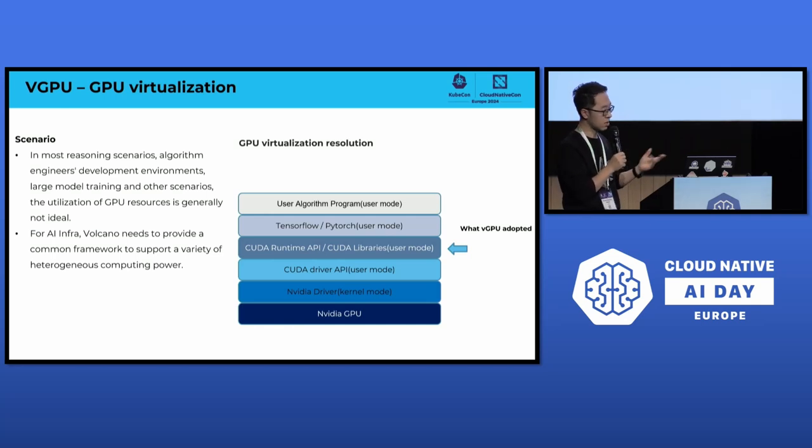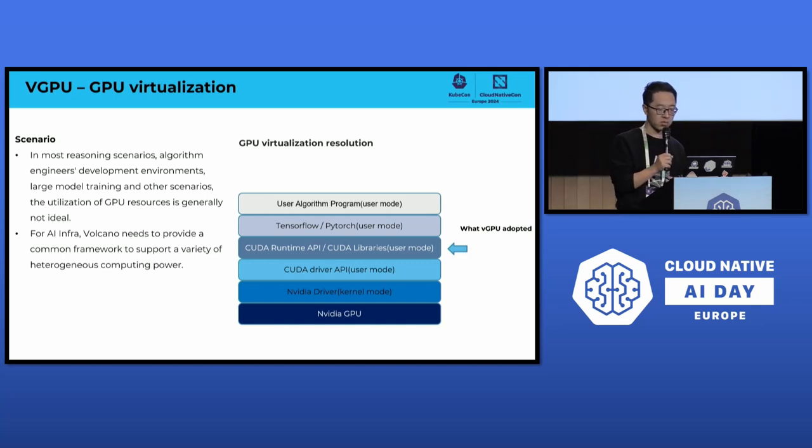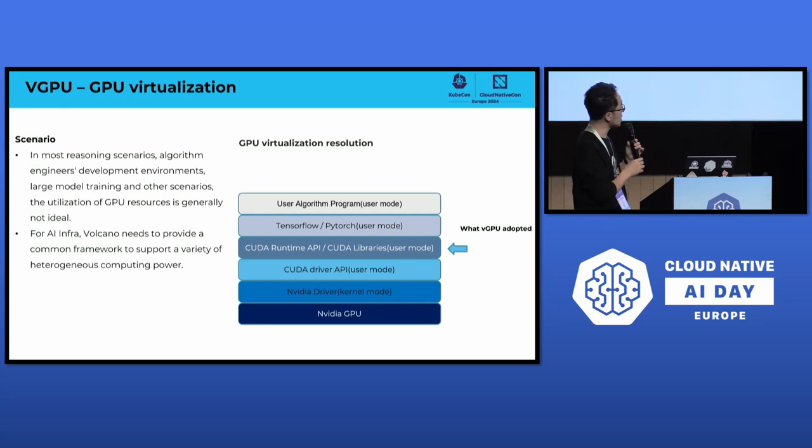These three ways have different pros and cons. In Volcano, we provided the solution at the CUDA level, which is much easier to implement and easier to maintain as a community implementation.